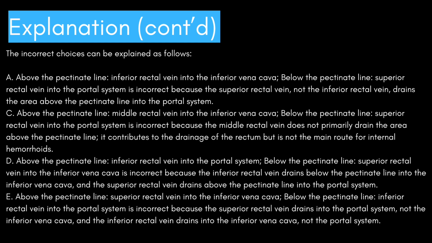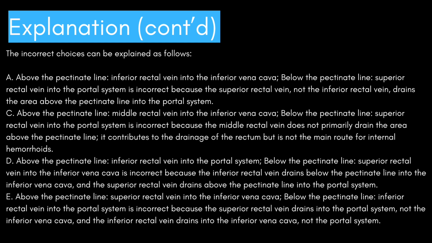D. Above the pectinate line, inferior rectal vein into the portal system. Below the pectinate line, superior rectal vein into the inferior vena cava is incorrect because the inferior rectal vein drains below the pectinate line into the inferior vena cava, and the superior rectal vein drains above the pectinate line into the portal system.